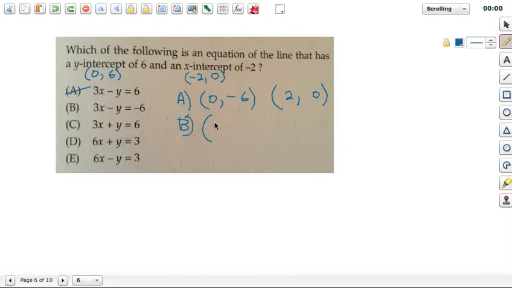For y-intercept, x is 0 and y is +6. And for x-intercept, y is 0 and x is -2. So the correct answer is B. This is our correct answer. That's what we were looking for.